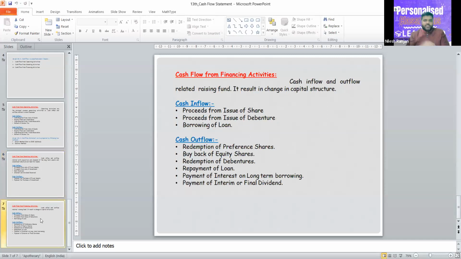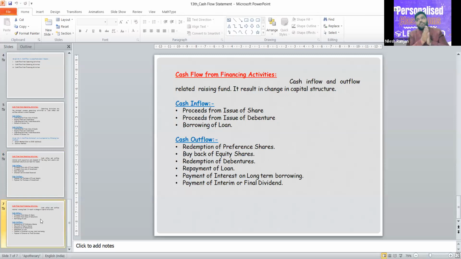Now the financing activities. Cash inflow and outflow related with raising funds result in change in capital structure. So whenever there is some money received under financing activities, it will change our capital structure. How will it change our capital structure?